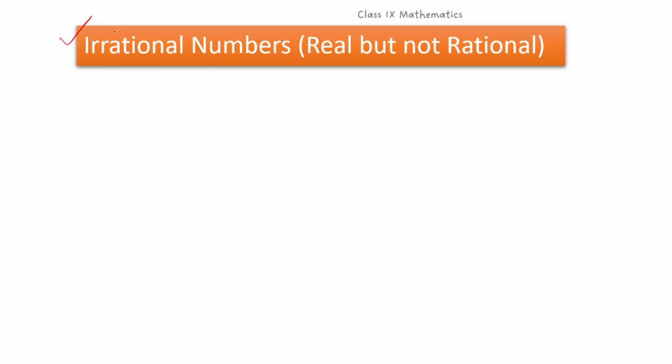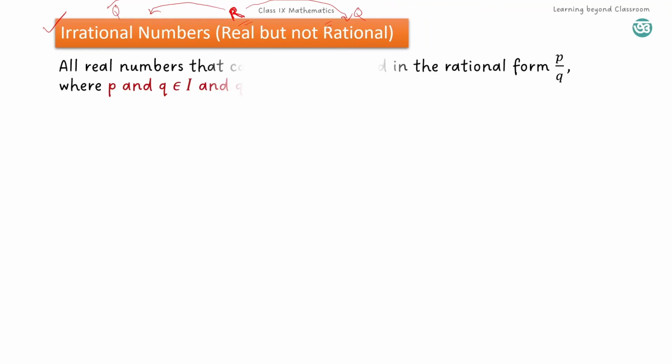Now let us understand the irrational numbers. We have already discussed that real numbers have two parts. One is irrational number and the other is rational. All real numbers which are not rational are definitely irrational numbers. But we can define it like this.